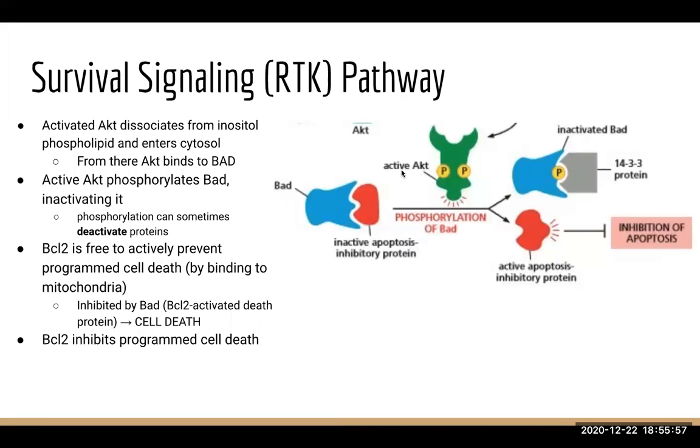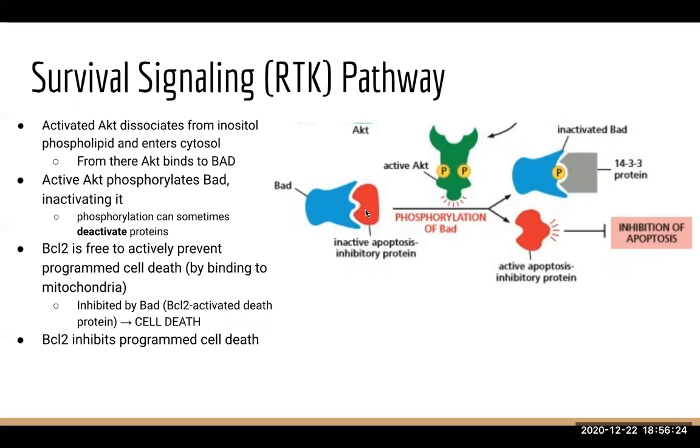Okay, so active AKT is going to find this complex. This is the BAD BCL2 complex. This is BAD, the blue part. This is BCL2, that red part. So as a complex, BCL2 can't do anything. It's just kind of stuck to BAD. But when active AKT finds this complex, it's going to phosphorylate it, I believe. Yeah, it's going to phosphorylate BAD.